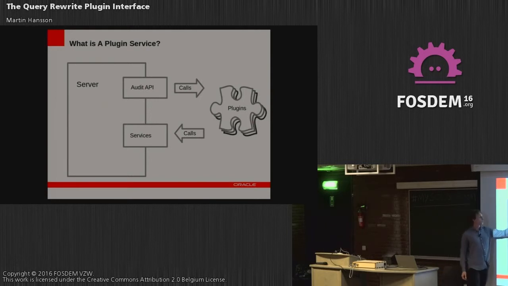In plugin services, the flow goes like this. The audit API calls out to the plugins. Plugins do some execution, and while they're doing that, they might call up some functionality from the server. Functionality from the server offered to plugins is what we call a service. Ideally, a plugin should not use any other functionality from the server unless it's defined as a service.